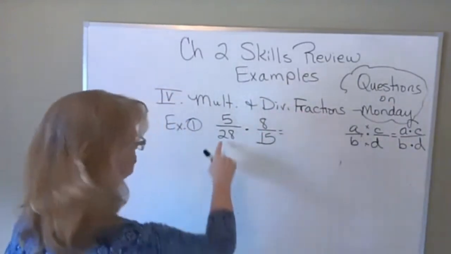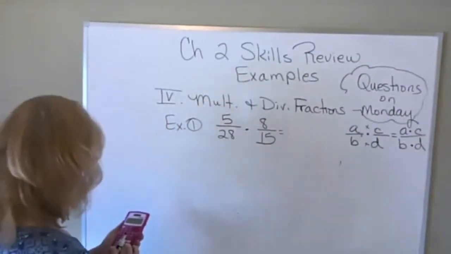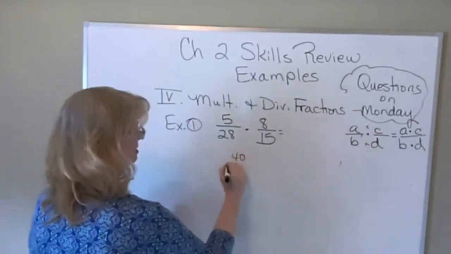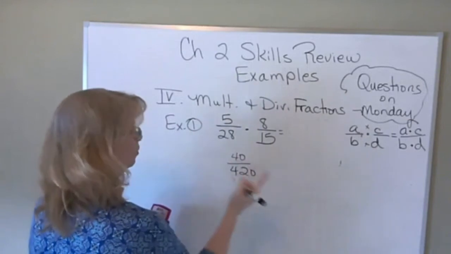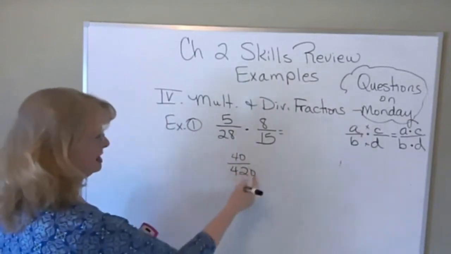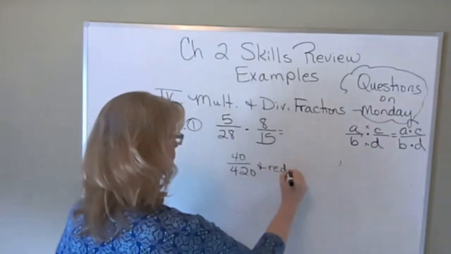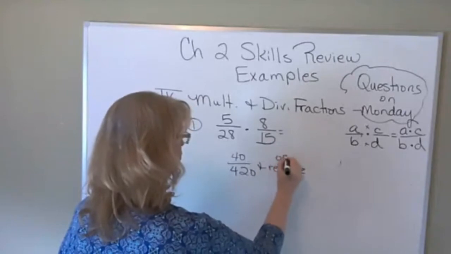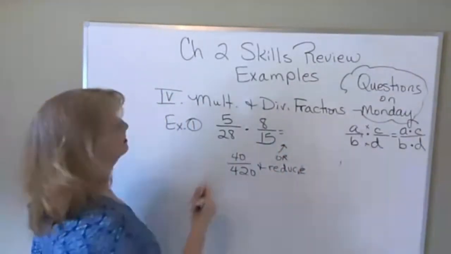I'm going to break it down because 28 times 15, well, I don't even know what that is. So 28 times 15 is 420. So 40 over 420. So I could do this. And then I could reduce that. And sometimes that's okay. Or here's another method you could try.